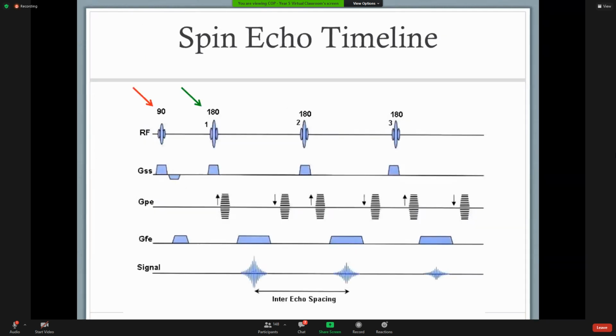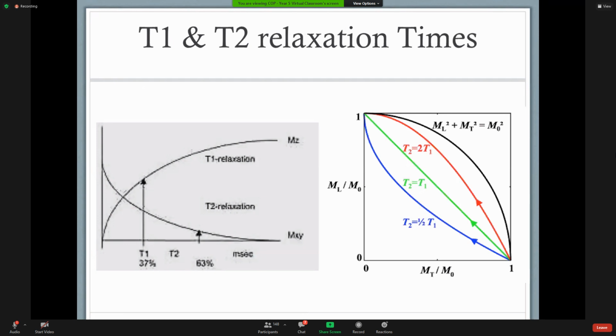I'm not going to go through the timeline because I think it's a bit complex. But what I would like to focus on is the relaxation times. Now, remember that the spins are going to rotate, and then they will start to relax. And it is during the relaxation that I am collecting information. There are two types of relaxation. One is known as the T1 relaxation time, and the other is the T2 relaxation time.